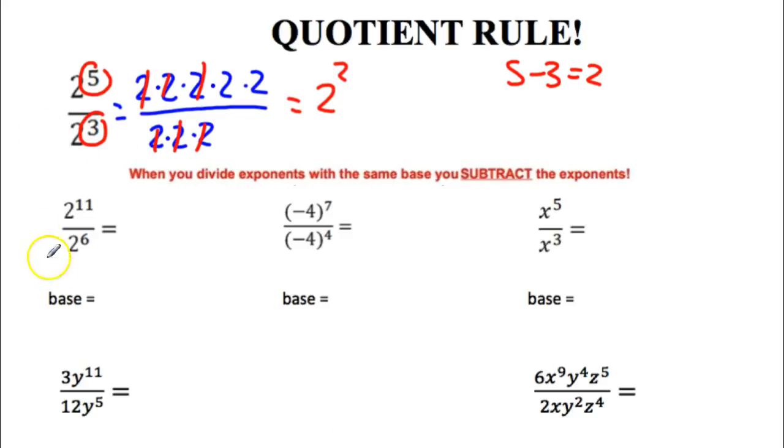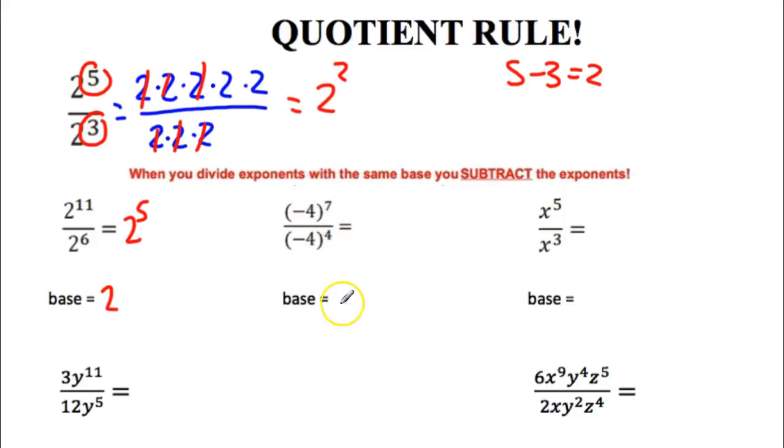So first thing you want to do, check, is the base the same, right? 2 and 2, yep, we're good. Now, I just subtract the exponents. We have 11 minus 6, oh, that's 5, right? So that's 2 to the 5th power.